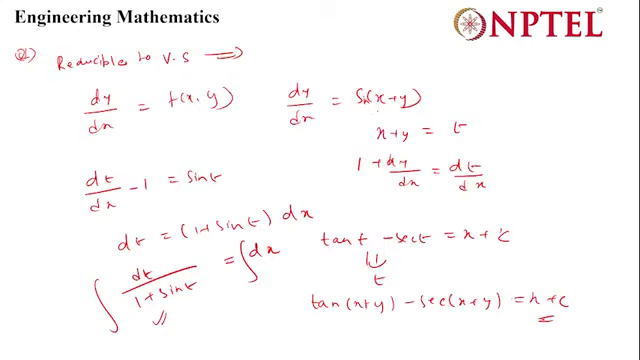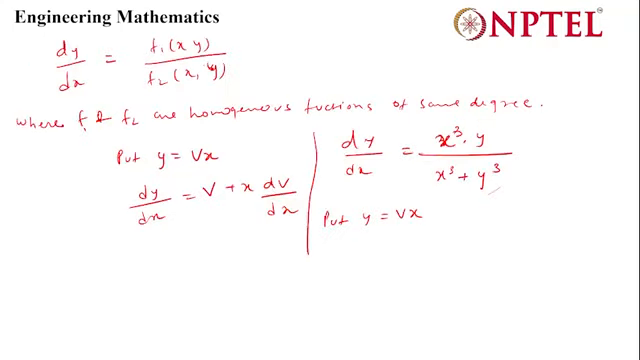Firstly, if they give you something simple like sine of x plus y, where any trigonometric function is coming like that, you have to just assume this part as t. Second, if they are given in this form, this is the second kind, but it comes into reducible to variable separable only.